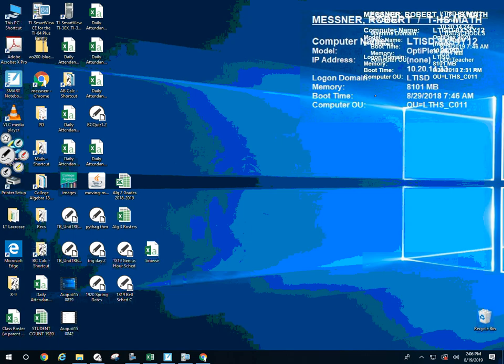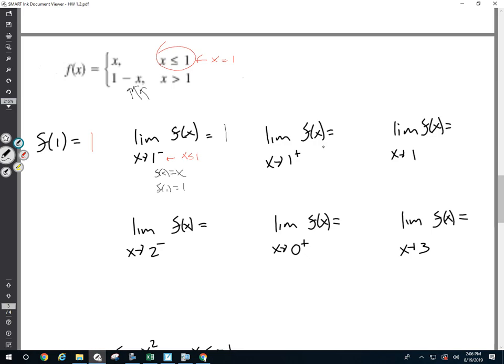If I'm looking just to the right of 1, that's like x is bigger than 1. I'm using this piece, f of x equals 1 minus x. Plug in 1 to that piece, you get 0. That's the right-hand limit. That is why my limit does not exist.